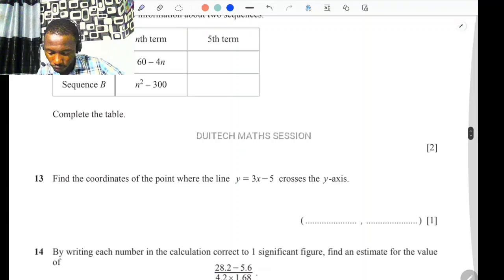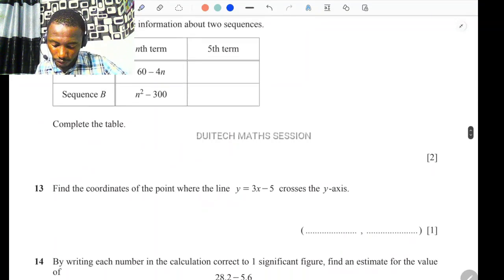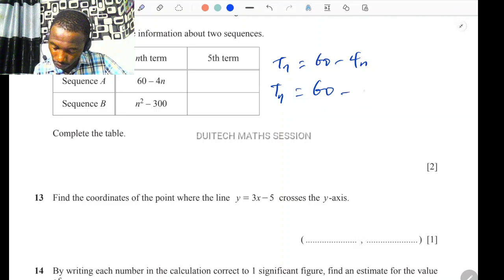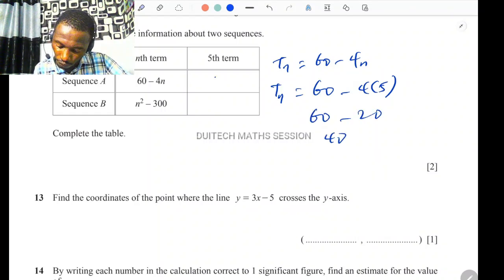The next question says that we should find the sequence. So complete the table. Of course we know that for n terms, Tn is equal to 60 minus 4n. For the fifth term we have 4 of 5, right? So that will give me 60 minus 20, and that is 40. So I have 40 here.